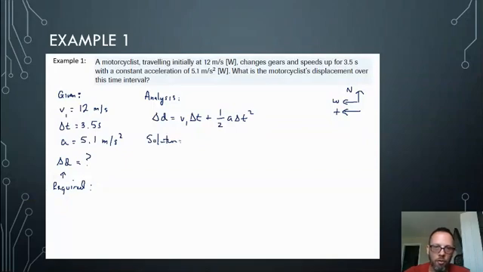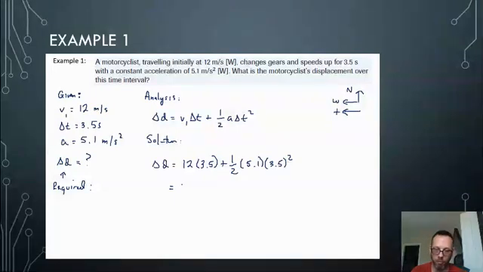And now we're into our solution, where we'll plug in our values and work this out. So we have 12 times 3.5 plus 1/2 times our acceleration, 5.1, and our time, 3.5 squared. Now, this can be all done at once. You could do it in 2 steps if you'd like, but our calculators have no problems doing strings of addition and multiplication. So I'll just do that. Times 3.5 squared. All right, so I got a displacement of about 73 meters.